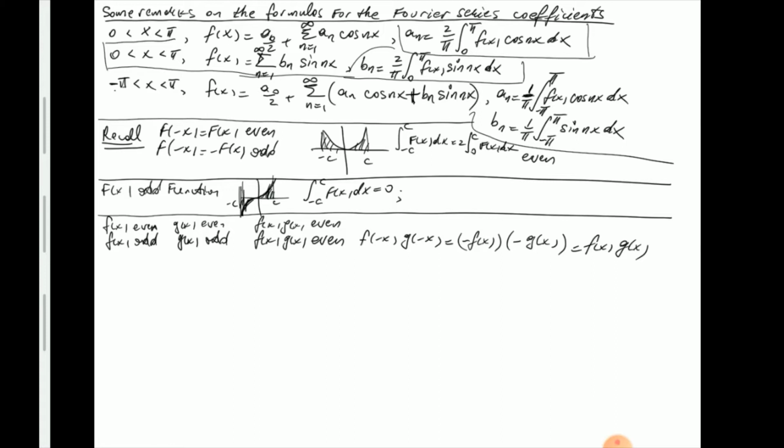So if you replace x with minus x in the product of two even functions, you get an even function, and for two odd functions, the product is also even. Just like an analogy with numbers, really.